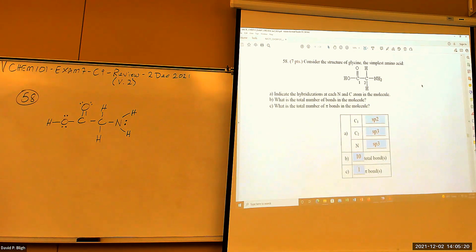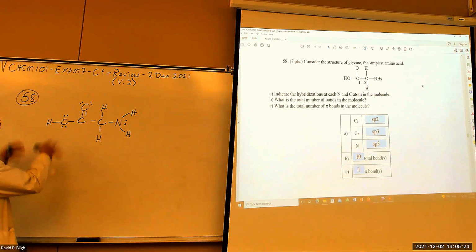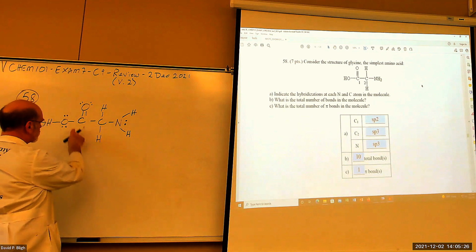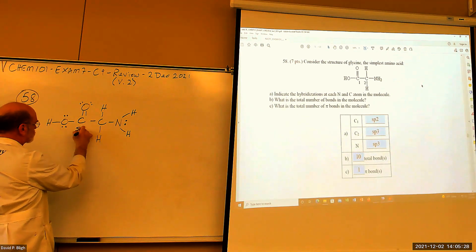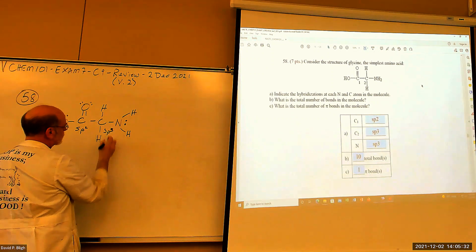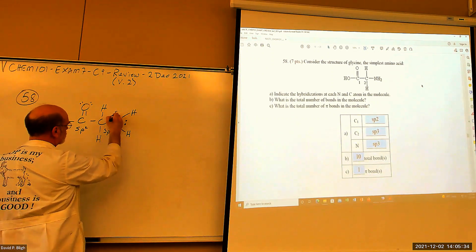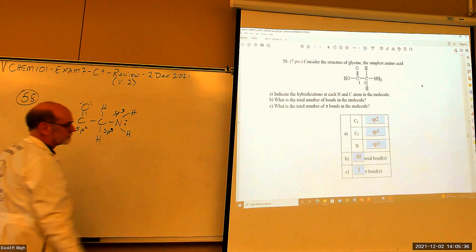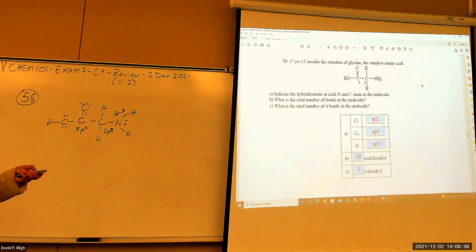Okay, now we can say something. Hybridization of each nitrogen and carbon. So the oxygens are left out. This one's 1, 2, 3, sp2. This one's sp3, and this one is sp3. So sp2, sp3, sp3.